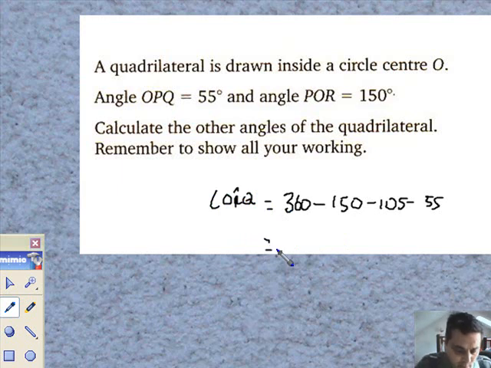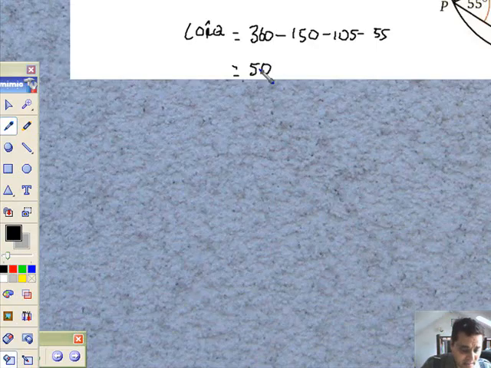Let's just grab the machine quickly now. So 360, take off the 150, take off the 105, take off the 55, leaves me with 50 degrees, and that's the end of it. Beautiful. Grade A? Yeah, well, no, not really. Let's just turn over, see what we get.